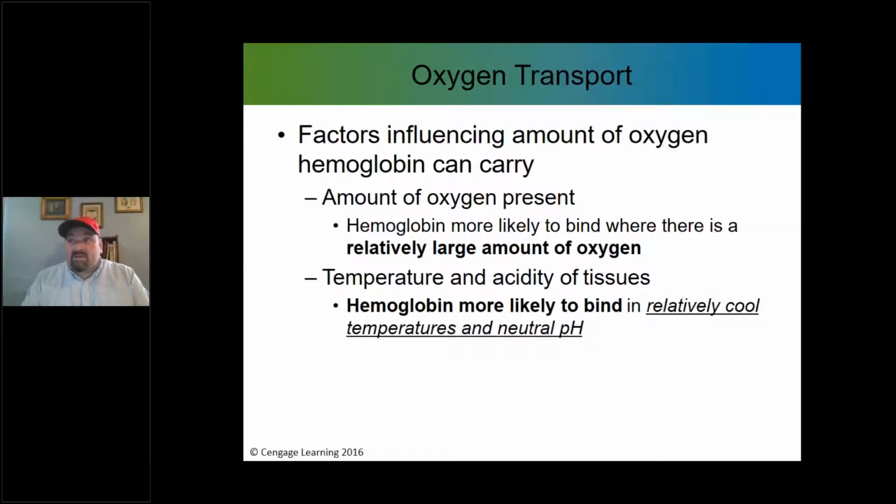Your pH should be a little bit on the alkaline side, about 7.2 or so. That's what the blood would be, about 7.2 pH. So it's a little bit more alkaline than neutral. 7 is neutral pH.